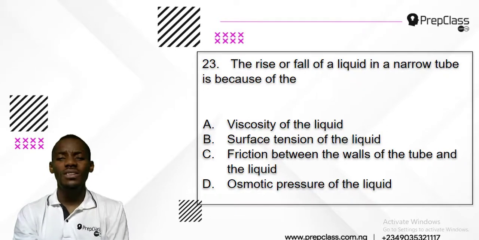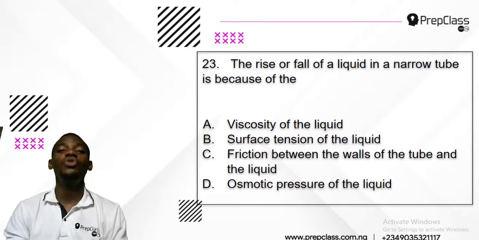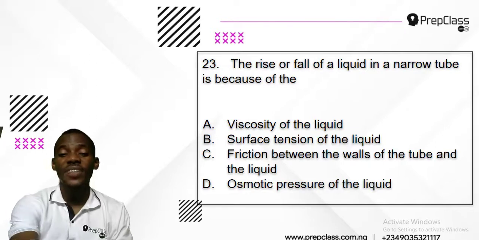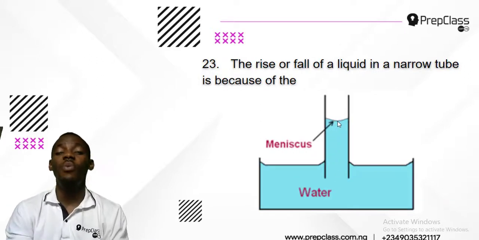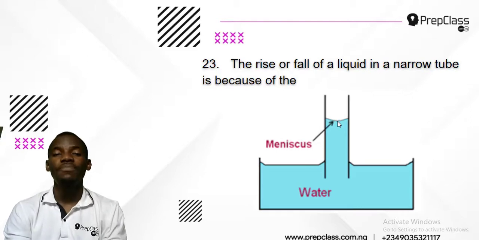But what causes it? Is it because of the viscosity of the liquid, or the surface tension of the liquid, or friction between the wall of the tube and the liquid, or the osmotic pressure of the liquid? Do you have any idea which option might be correct? Now, the answer is very simple. Like I have it here, you can see that water has a concave meniscus, right? That means water is able to rise. The reason why water can rise is because it has great attraction for glass.